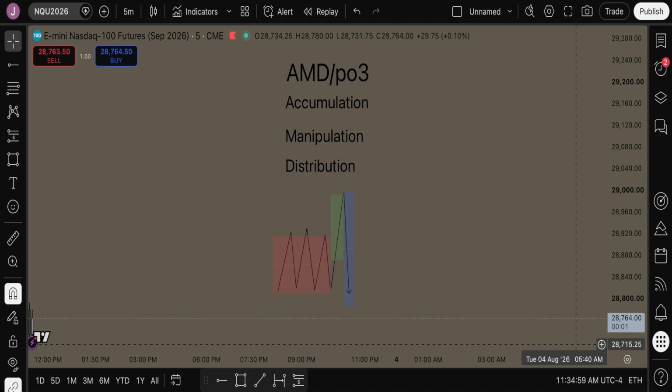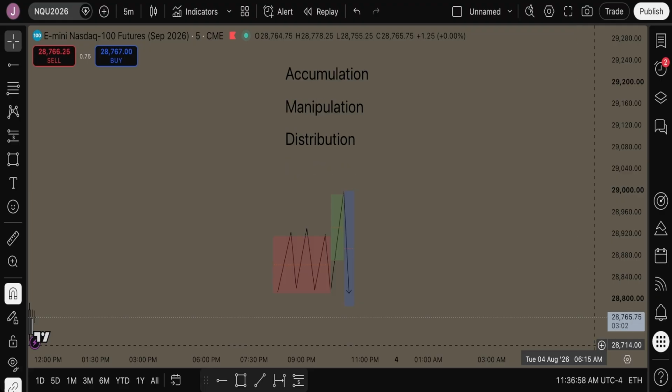Today, I'll be going over the concept of AMD, also known as power of three, which is accumulation, manipulation, and distribution, and talking about why this is one of the most significant and important trading concepts that you can learn. To understand power of three, you must first understand what each individual word means.